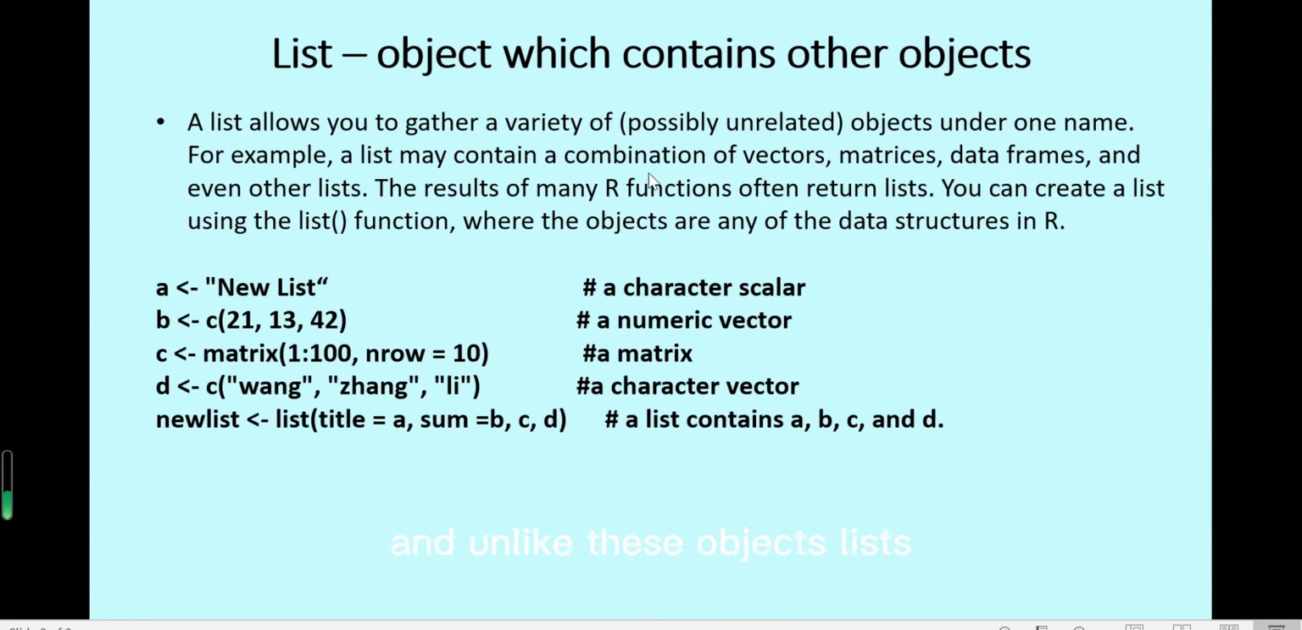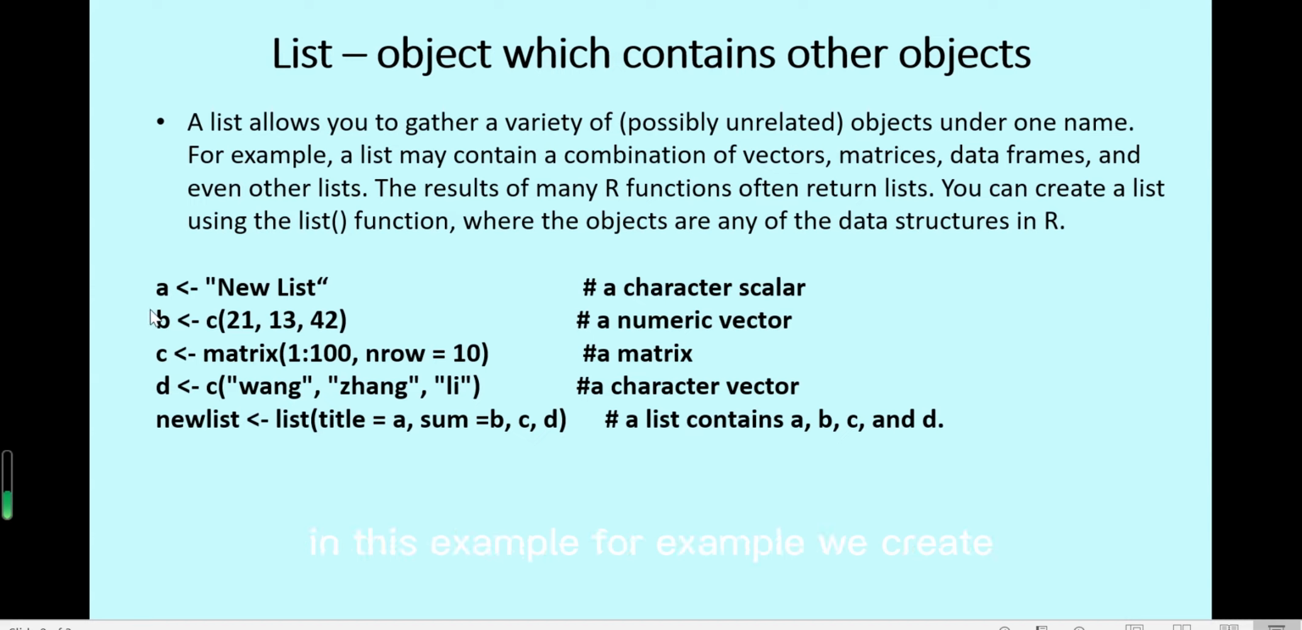Unlike these objects, lists are a little more complicated because lists can store all kinds of other data objects, like vectors, matrices, or data frames. Lists are widely used in the results of many data analysis packages in R because there are very different kinds of information in the results, like text, numbers, and data analysis. So lists are widely used in such cases.